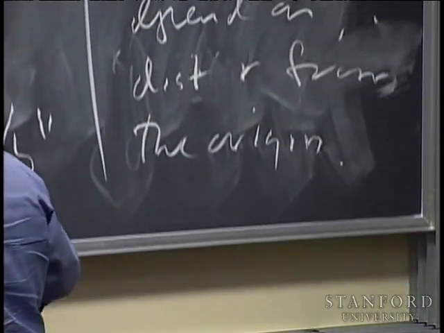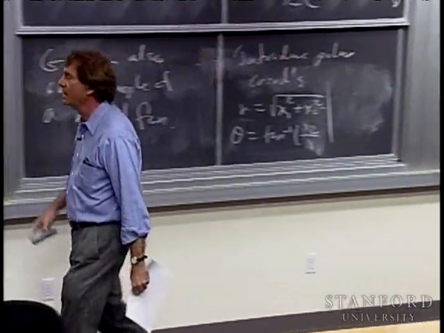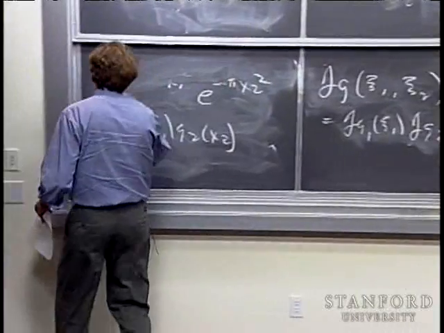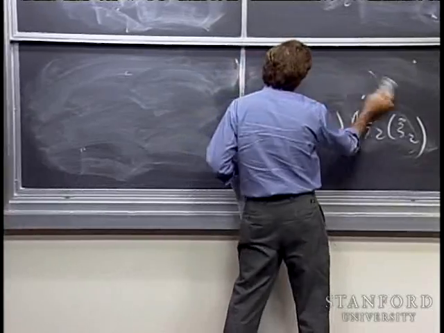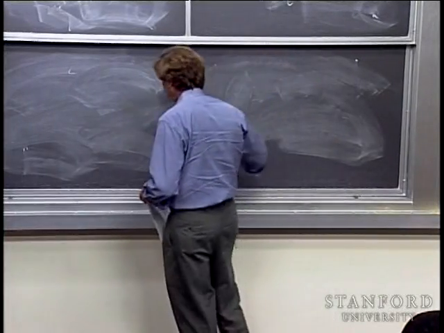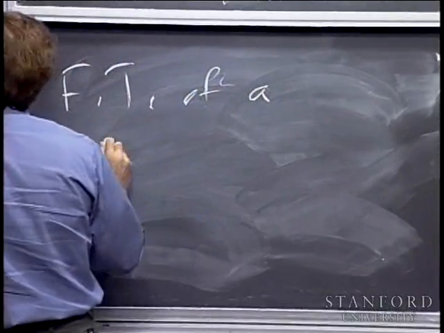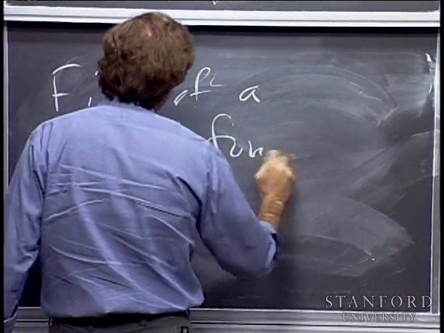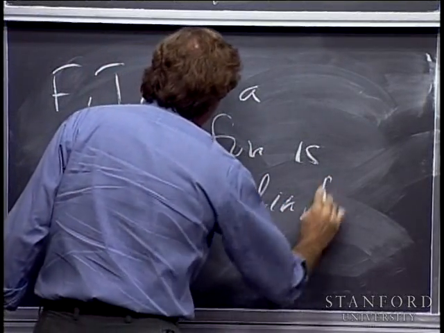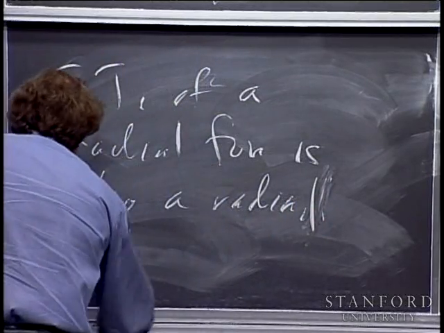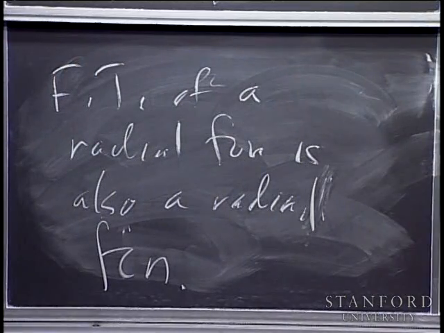Now, let me write it over here. So I want to see, and this is actually a little tricky: the Fourier transform of a radial function is also a radial function. Now, as I say, this is a little tricky, and there are a lot of interesting things to say around these ideas.